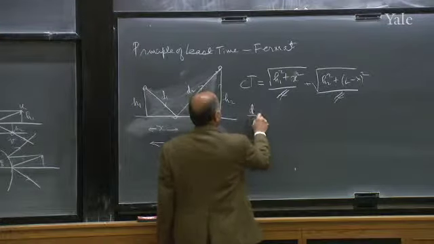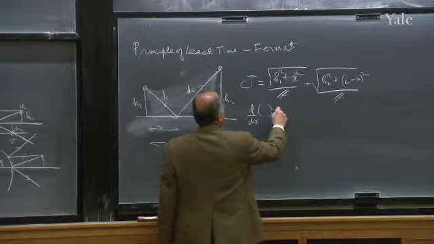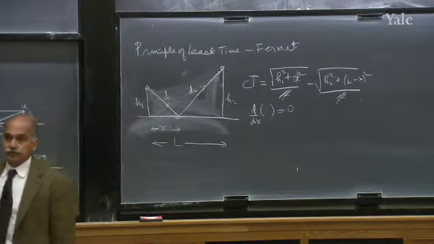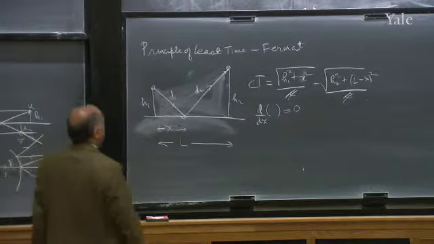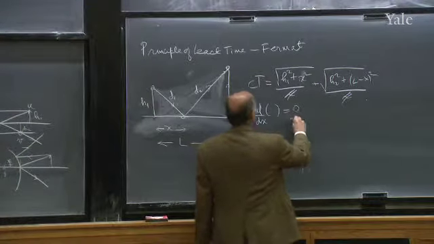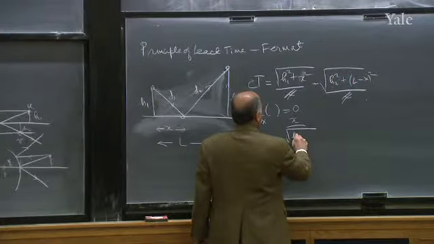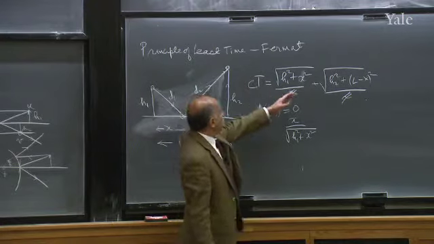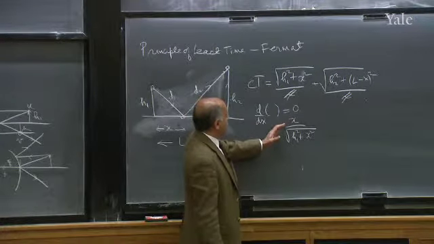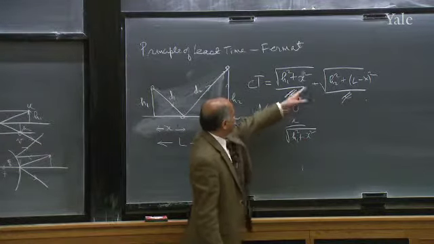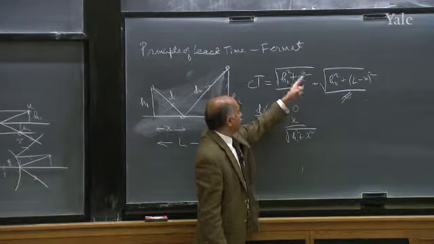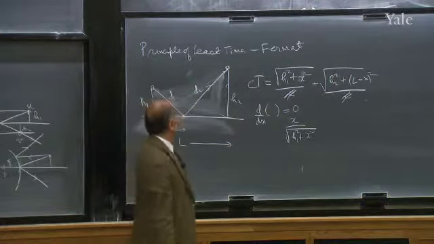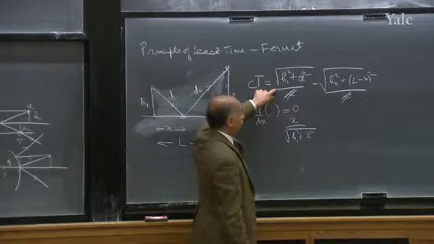So let's take d by dx of this whole expression and equate it to 0. That's how we find the minimum of anything. So let me take d by dx of the first term. That is x divided by square root of h1 square plus x squared. You understand? Something to the power 1/2 is 1/2 times something to the power minus 1/2 times derivative of what's inside. That's a 2x. That's what cancels the 1/2, and you get this. This is the d by dx of the first term.